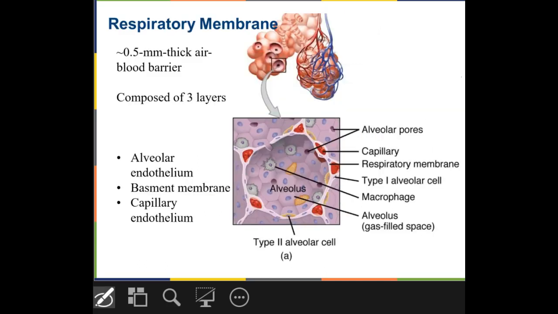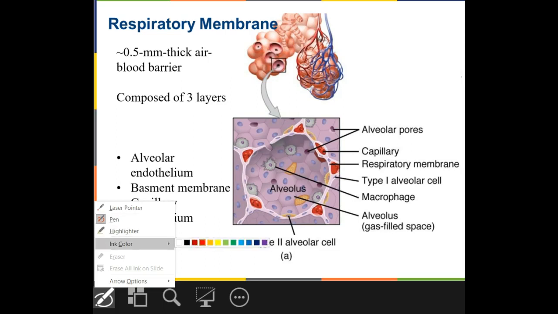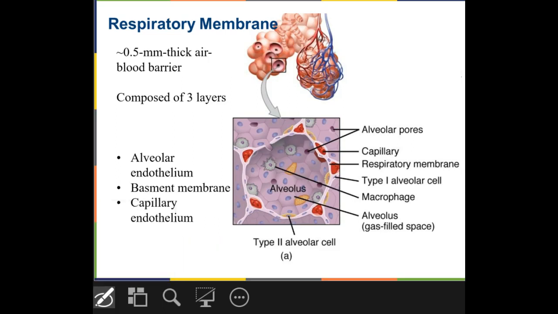Okay, next is the respiratory membrane. This is your first open-ended essay type question, but it's just a list for the exam. There are 3 layers that gases have to cross to get from the blood vessels into the air of the alveolus, or vice versa.